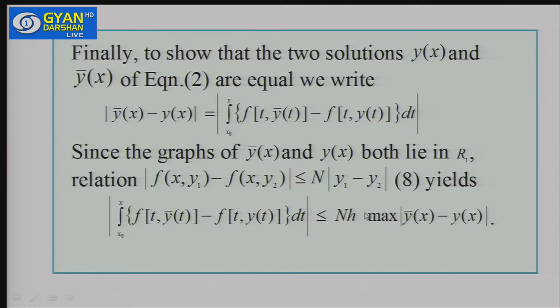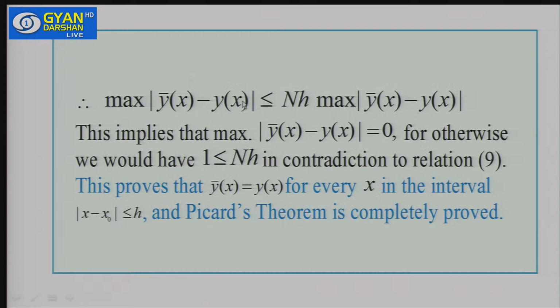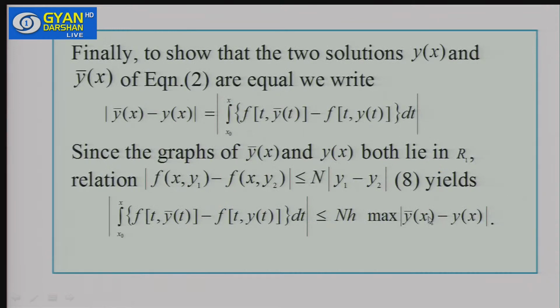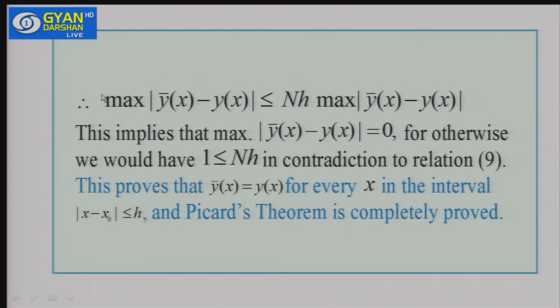Now maximum of this is less than or equal to maximum of this. This implies this is equal to 0. How? Maximum of this is less than or equal to this for all the values. So maximum of this will be also less than or equal to this, right? So this is what they have shown. Maximum of this is less than or equal to this.